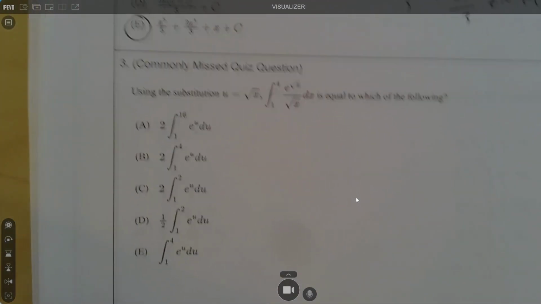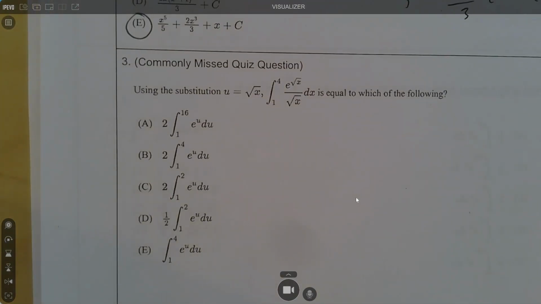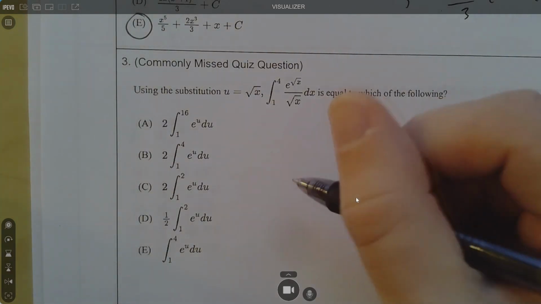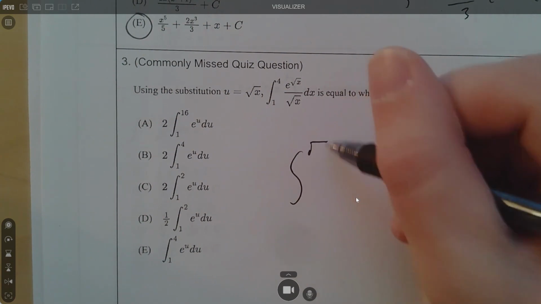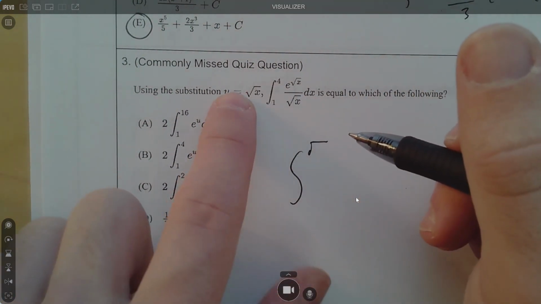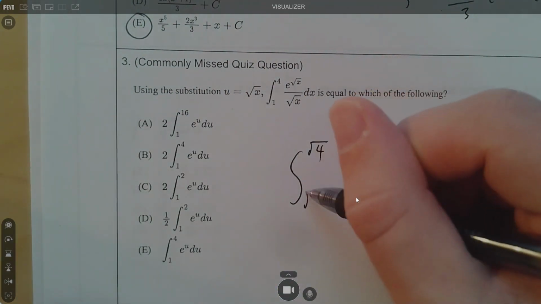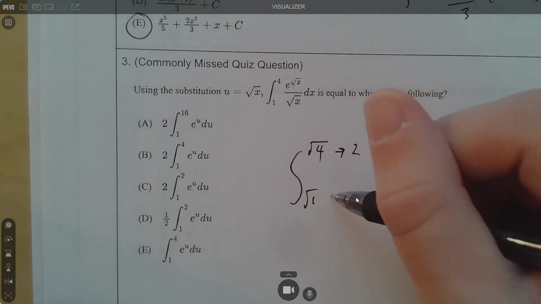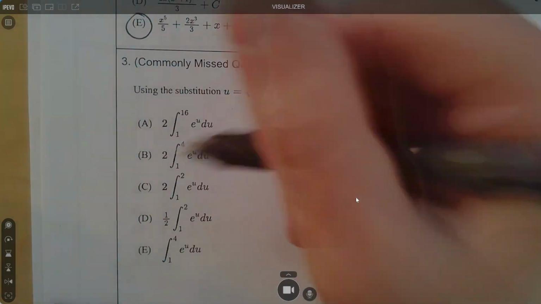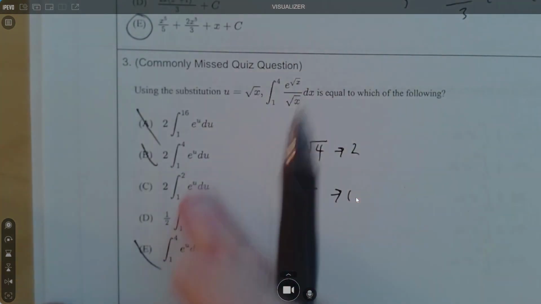Commonly missed quiz question. Yes, this is on the quiz, and a lot of people struggle with this question. It's also a very common AP question to get a setup for u substitution, but without actually doing it. So one thing you want to do when you start converting this into a u is that you're going to have to plug the 4 and the 1 into the square root. So you do the square root of 4 and the square root of 1. That becomes a 2 and a 1 as the bounds. So already I know it has to be either D or C from that.